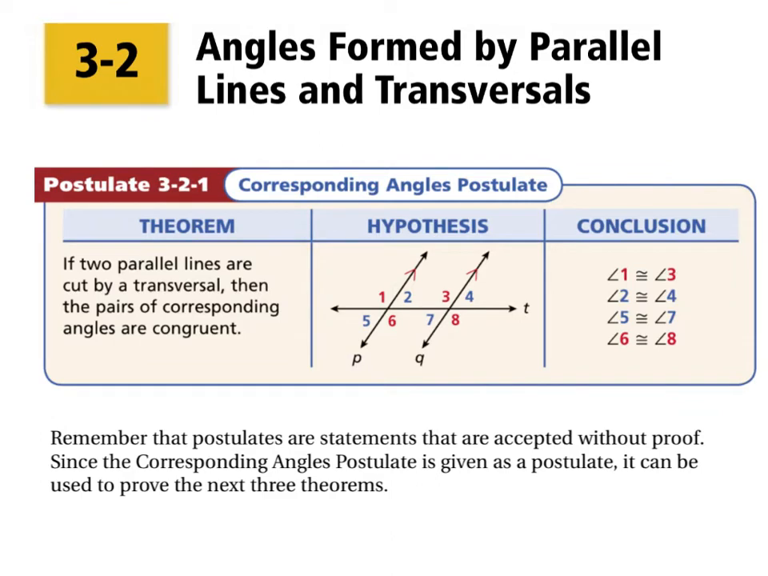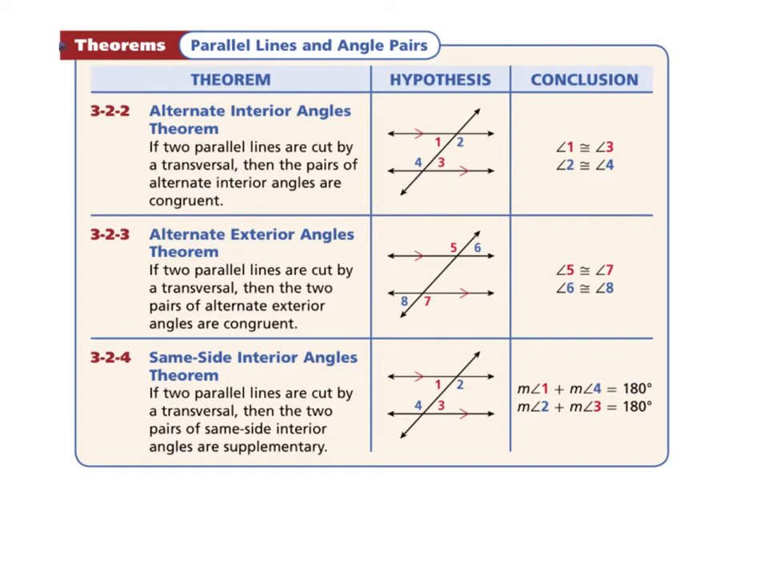Now, as a review, remember that postulates are statements that are accepted without actually proving them. Theorems are what you have to prove. Since the corresponding angles postulate is given as a postulate, it is actually used to prove the next three theorems. So, looking at all of these three, the corresponding angles is a postulate. Alternate interior angles, alternate exterior angles, and same side interior angles are all theorems. Notice the difference when you're actually putting it down as a reason.